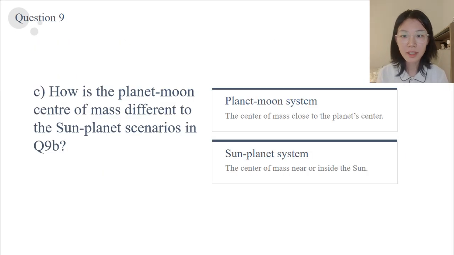In the planet and the Moon system, the Moon's mass is much smaller than the planet's, so the center of mass lies very close to the planet's center. But in the Sun and the planet system, even if the planet's mass is large, the Sun's enormous mass ensures that the center of mass remains near or inside the Sun.